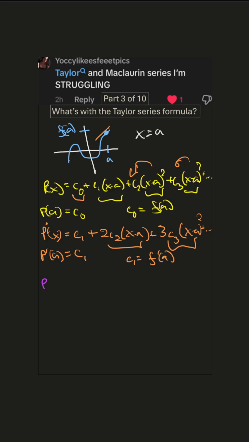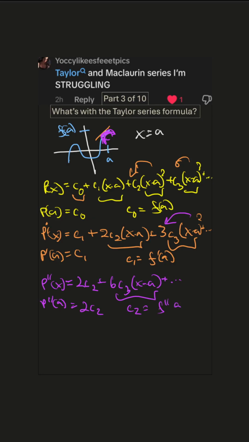Keep going. Let's take p double prime of x. Okay, c sub 1 drops out. We're left with 2 c sub 2 plus 6 c sub 3 times (x minus a), and so on. Okay, how about p double prime of a? Everything drops except for the first term. We're left with 2 c sub 2. So the second derivative represents the curvature of the function. We want that to match f's curvature. So we set c sub 2 equal to f double prime of a.